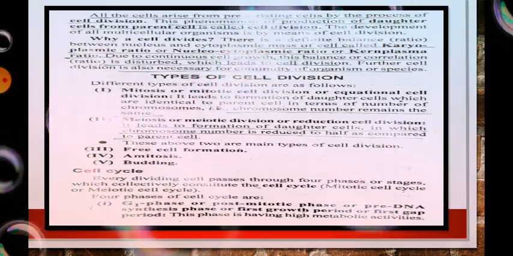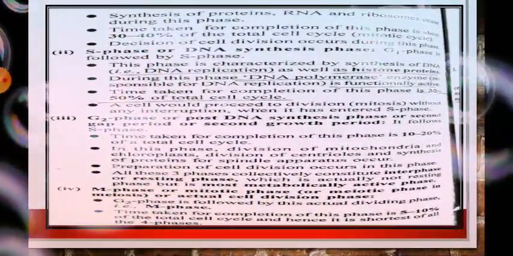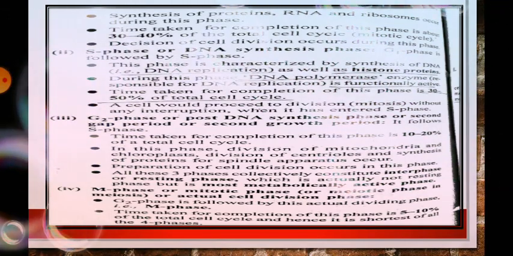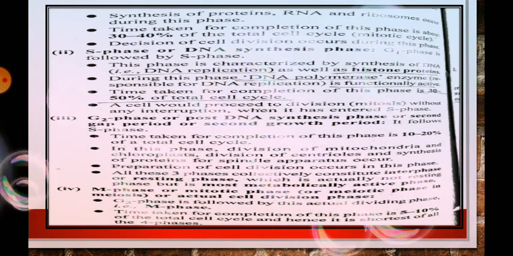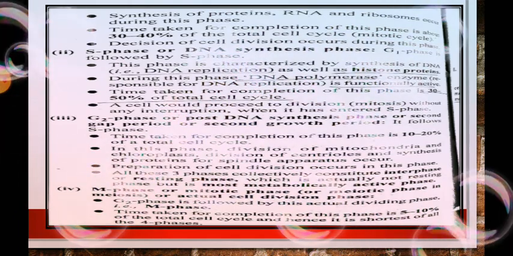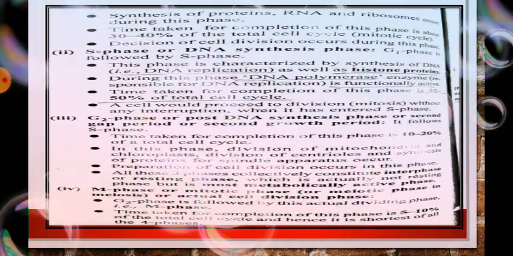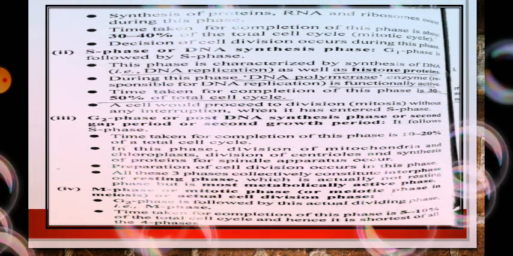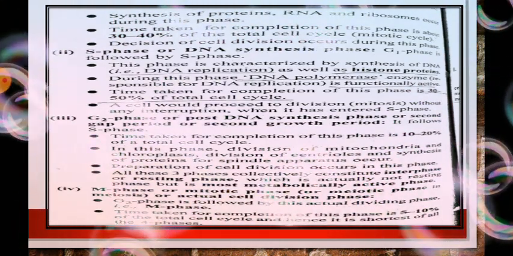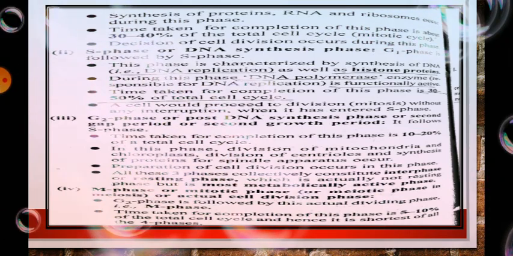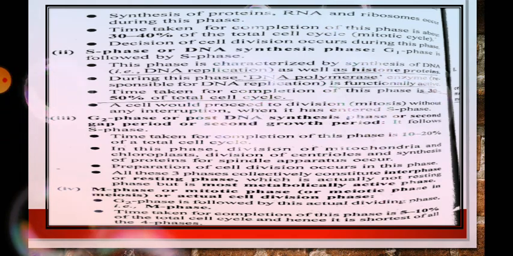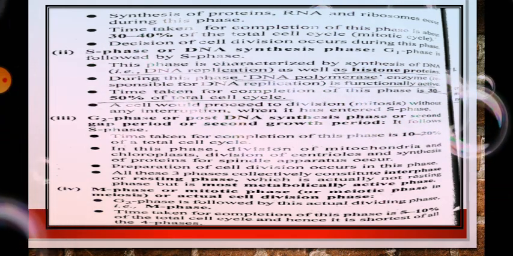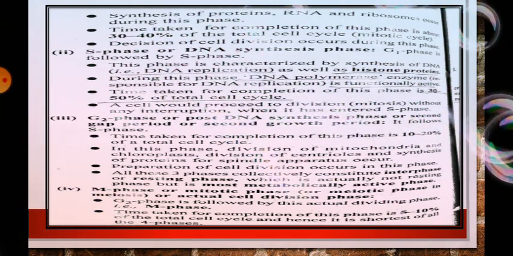It consists of high metabolic activity. Let's come to the second point, the synthesis of the proteins. In case of DNA replication or cell division, it requires some proteins, some enzymes, some RNA, some ribosomes. So all those things are synthesized during the G1 phase. The time taken for the completion of this phase is about 30 to 40% of the total cell cycle of the mitotic cycle.